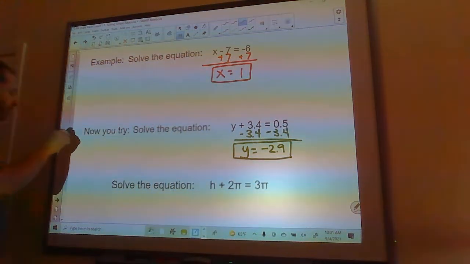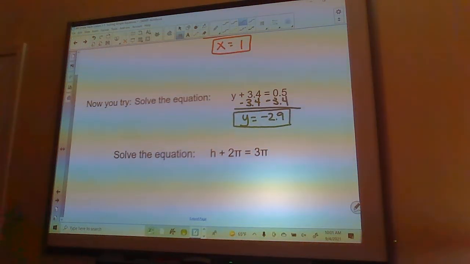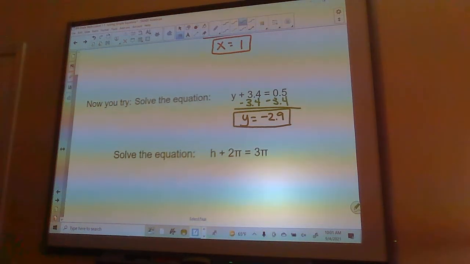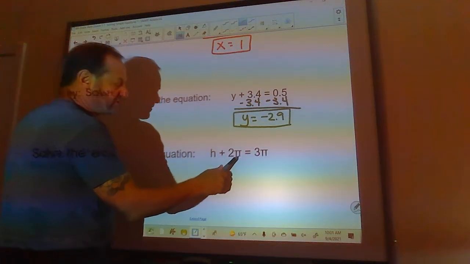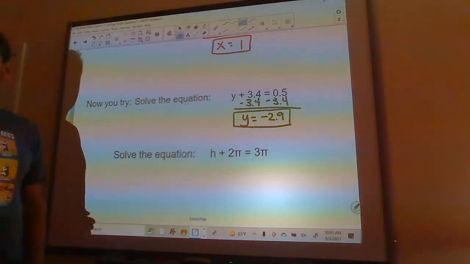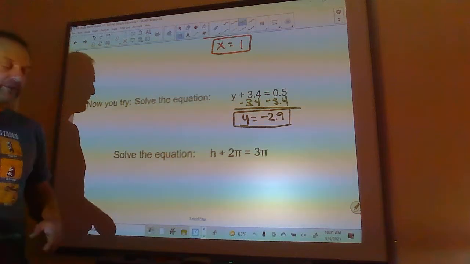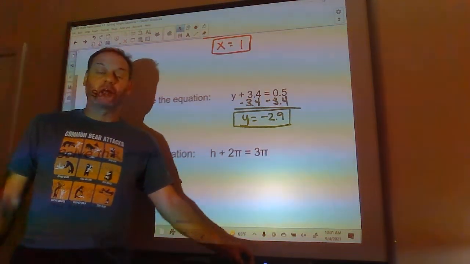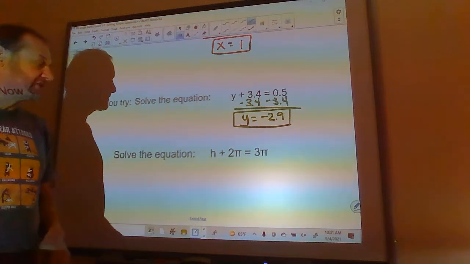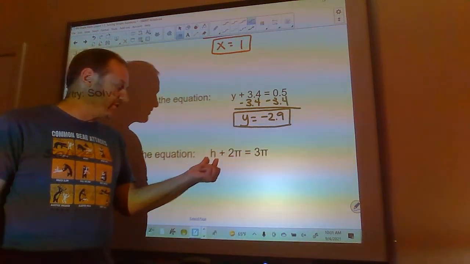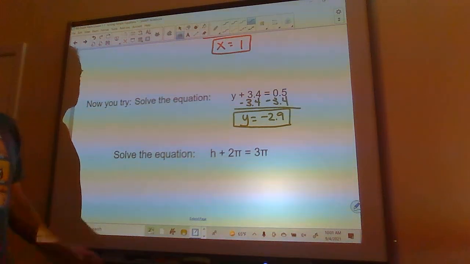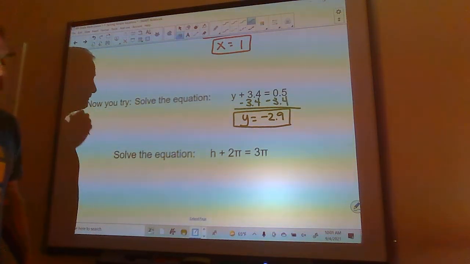Okay, here's another one. Go ahead and pause the video for just a second and see if you can do this one. Solve the equation h plus 2 pi equals 3 pi. Now, keep in mind, remember, pi is just a number. Okay, it's 3.14 approximately, but it's just a number like 2 or any other number. So you treat it just like it's any other number. And so here's your variable h. So go ahead and pause the video, solve for h, and then come back here and see what you got.